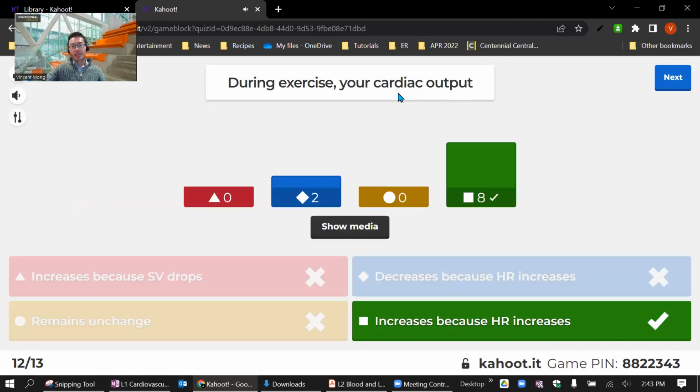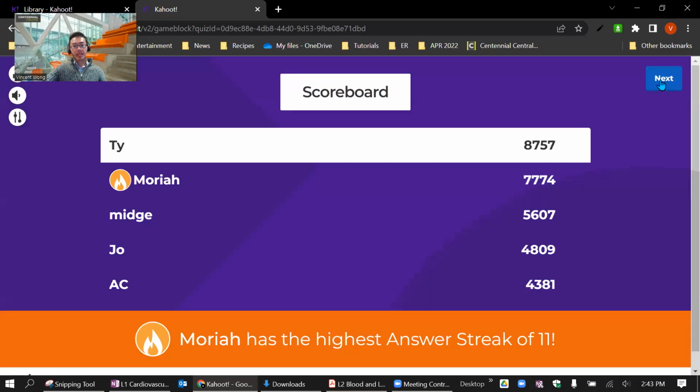Good. When you exercise, your heart rate goes up. And since cardiac output is dependent on heart rate, when heart rate goes up, cardiac output also goes up. All right, here's the last question.